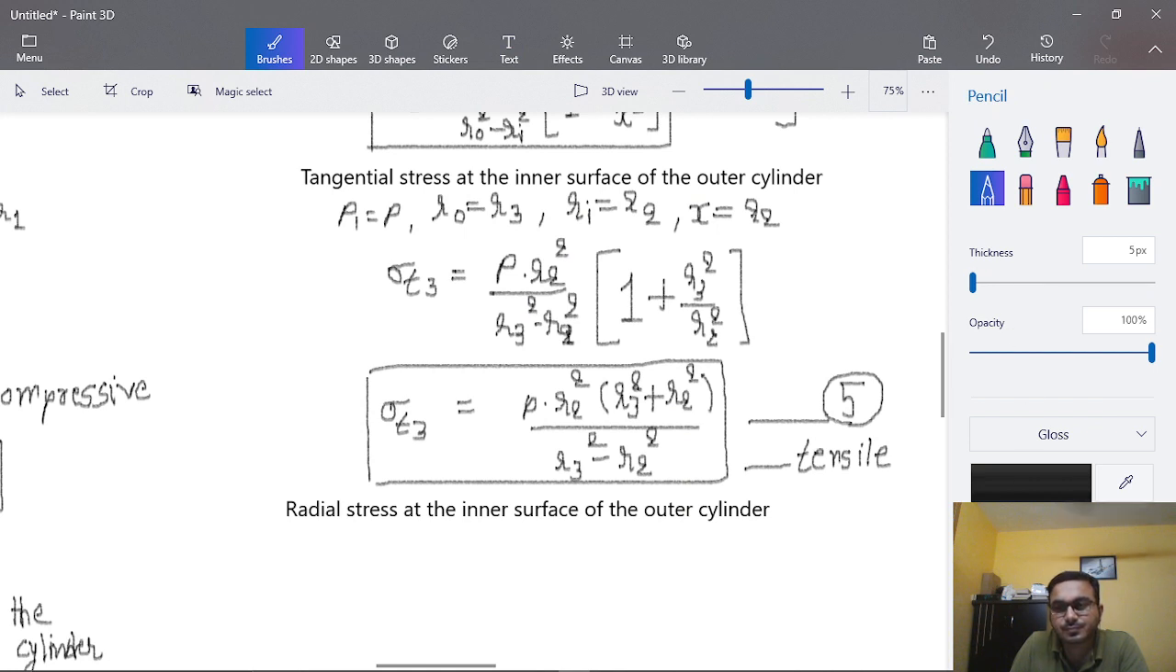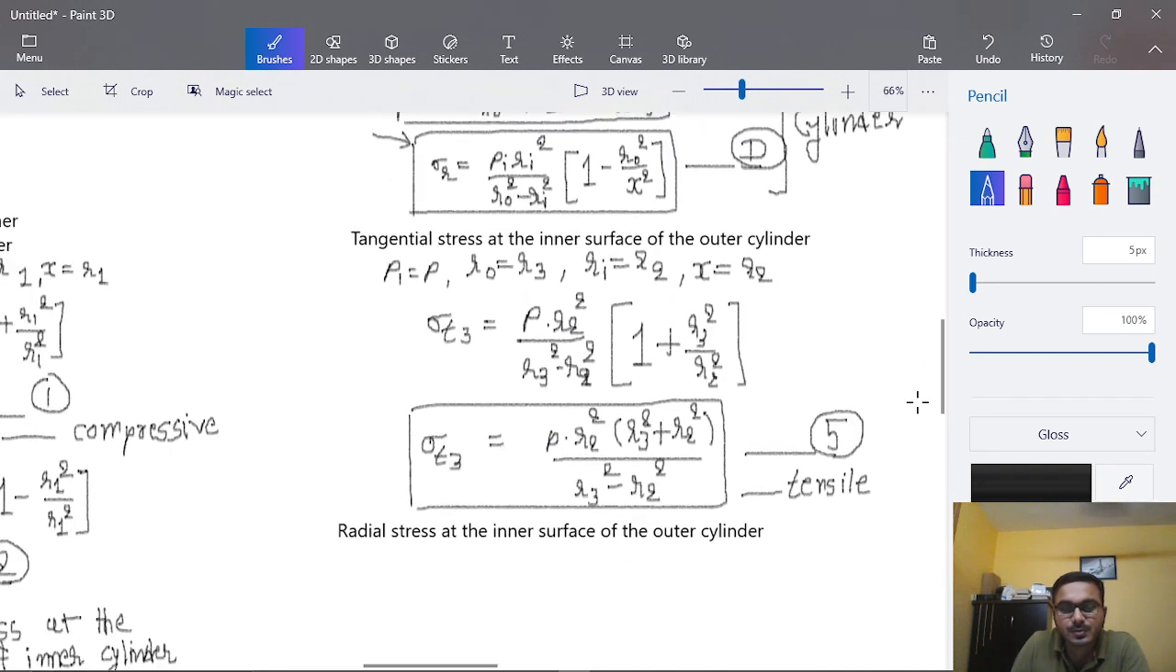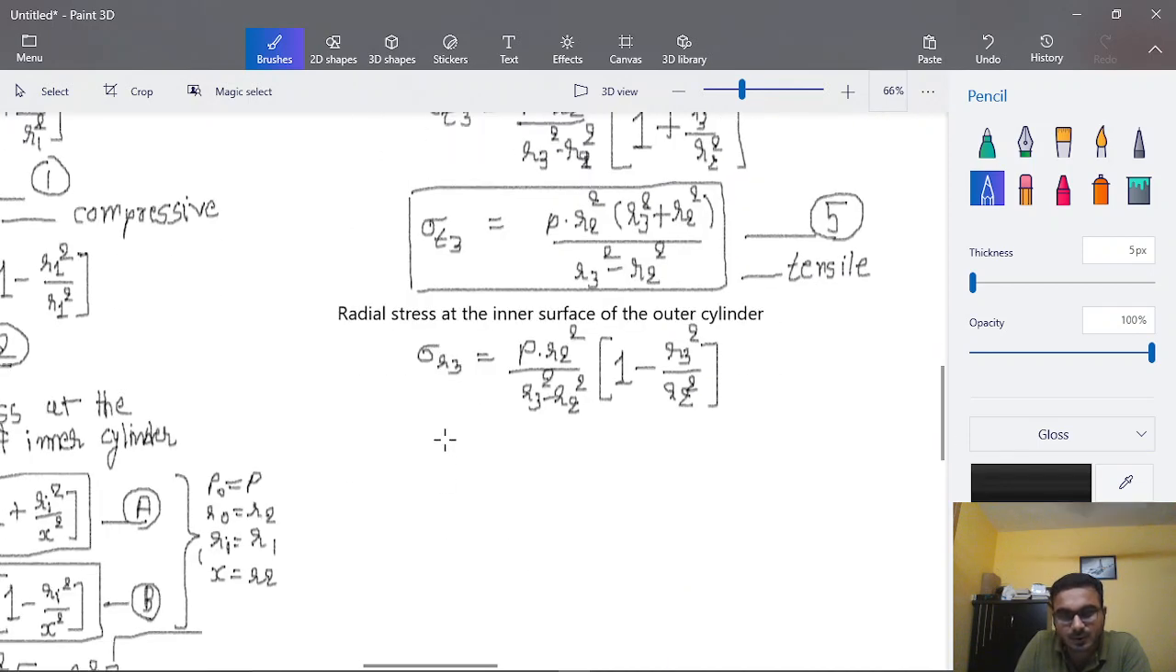So now we will utilize the equation number D over here. So sigma R3 is equal to P into R2 square divided by R3 square minus R2 square into 1 minus R3 square divided by R2 square. So if you calculate carefully, then this answer will arrive as sigma R3 is equal to minus P. You can check it by yourself. So this will be the equation number 6.